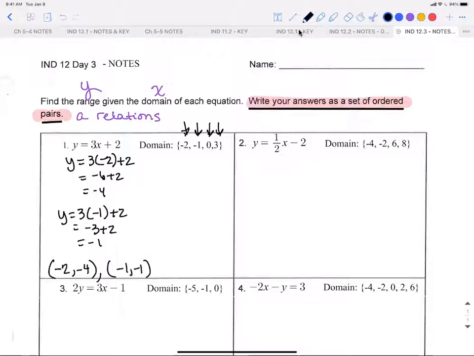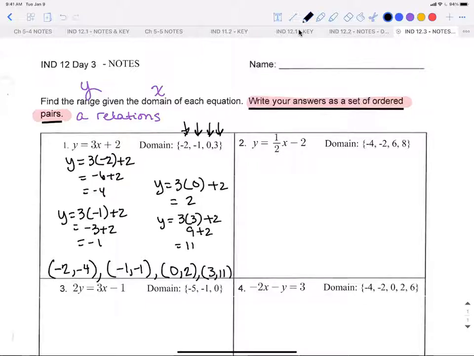Now I'm going to work it again. y equals 3 times, now I'm going to do my 0, plus 2. Well, that one's easy. 3 times 0 is 0 plus 2 is 2. So my next point would be when I plugged in a 0 for the x, I got a 2 for the y. And then lastly, I'm going to work it with my 3 from my domain. So 3 times 3, because I'm going to plug that in for my x, plus 2. 3 times 3 is 9 plus 2 equals 11. So when x is 3, y is 11.